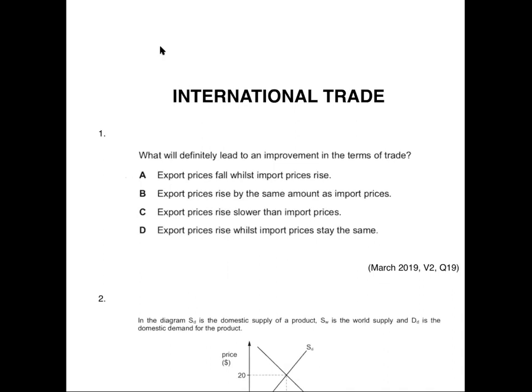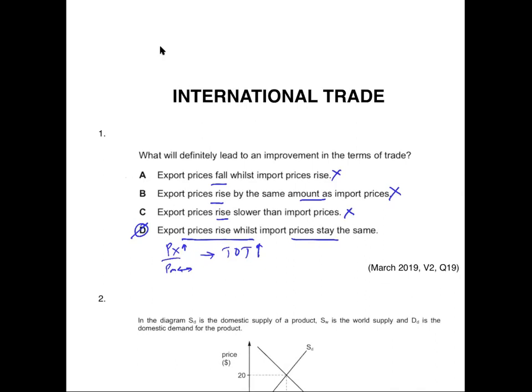D. Exactly. If export prices go up and import prices stay the same, PX over PM, PX is going up and PM is the same, so you will see terms of trade go up. D is the right answer. Export prices fall and import prices go up is wrong. Export prices rise by the same amount as import prices, so the terms of trade will be unchanged. Export prices rising slower than import prices will also be wrong. So the best answer is D.